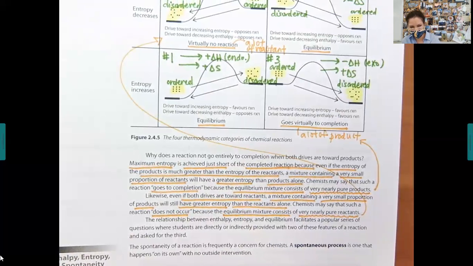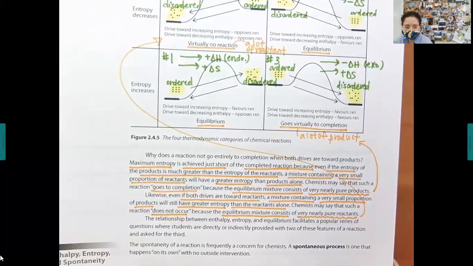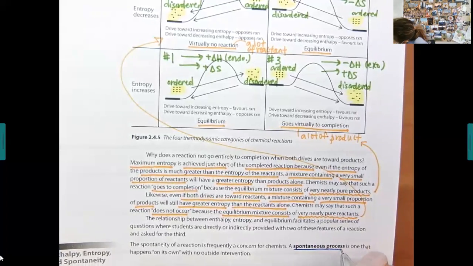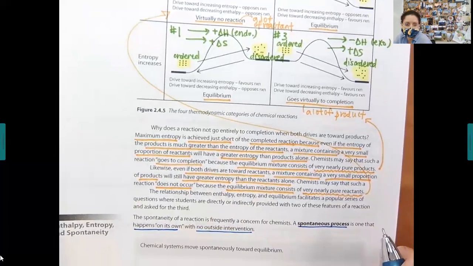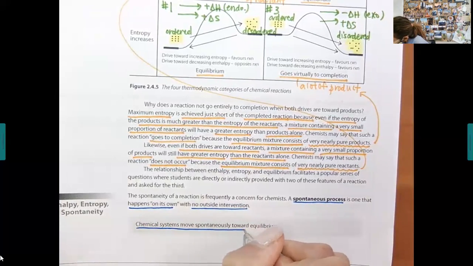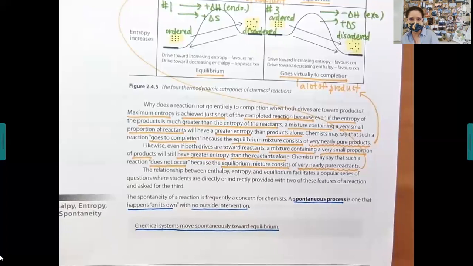All right, all we need to talk about now is spontaneous processes, and then we're done. Spontaneous processes are ones that just happen on their own, okay? And there's no outside intervention. Chemical systems tend to move spontaneously towards equilibrium. So it just kind of like naturally happens. Let's turn to the practice problems on the next page.